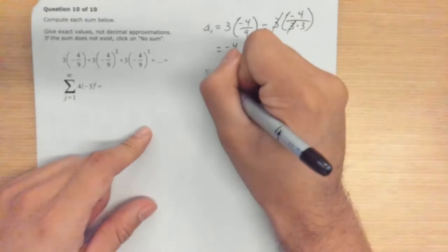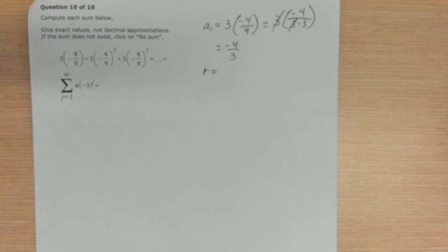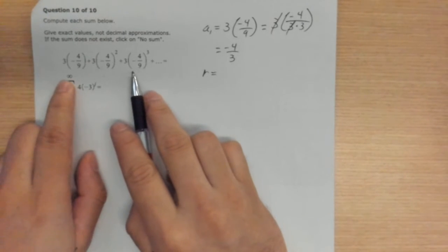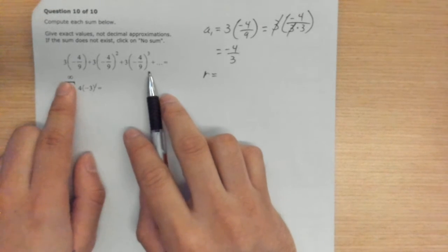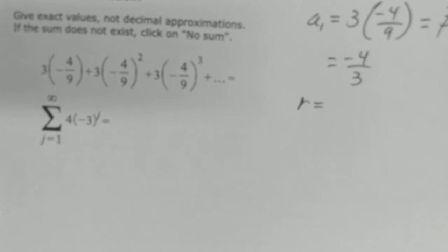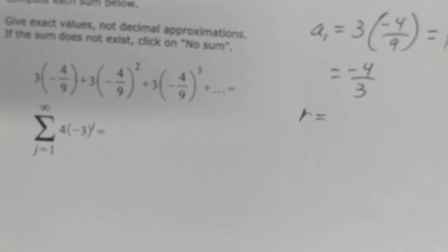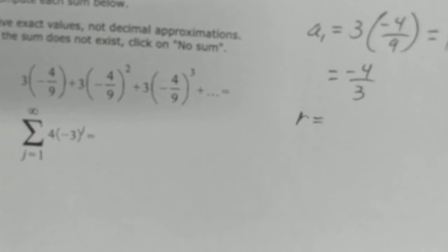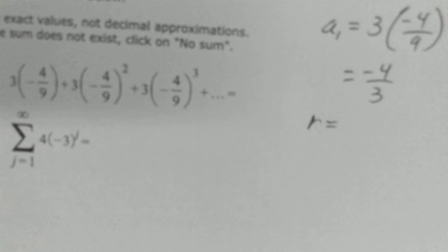What about my common ratio? What's my common ratio here? Remember, the common ratio is the value that's being raised to a power. Over here, what's the value that's being raised to a power every time? Somebody? What's the value being raised to a power every time?